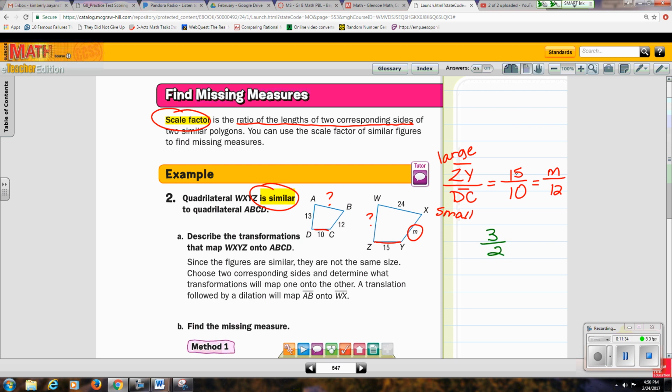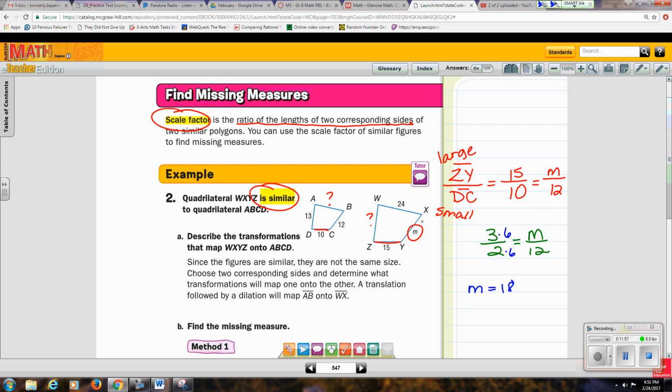I divided 15 by 5 and got 3, and I divided 10 by 5 and got 2. And now let's just copy this one down. All I did was reduce. Makes it much easier. I can look at this problem now and see that 2 times 6 is 12. That means M would have to be 3 times 6, so the side length of M would be 18.